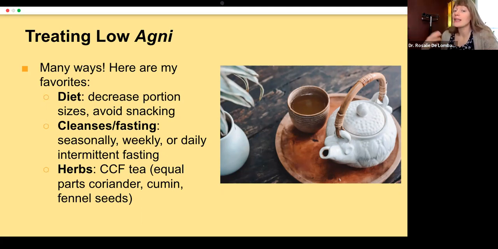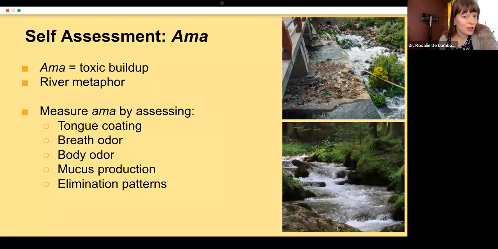Day, or those are gently heating digestive herbs. So our next Sanskrit term here is ama. Ama is toxic buildup. And this is the one where I think of our river metaphor. If we've got a slough that is full of trash, that is consistent with a body that's high in ama. If we've got a nice, clear, trickling river with a nice biodiversity around it, our ama is good. We don't have this toxic buildup.